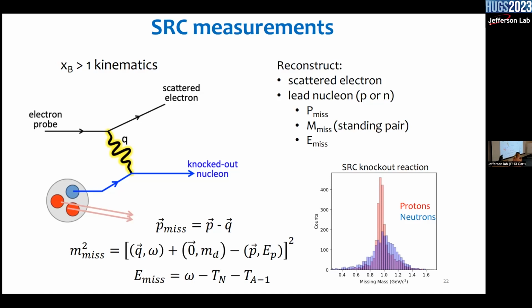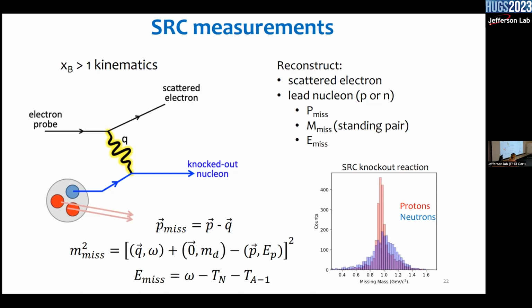So if it was a proton and a neutron in a pair, you can measure both. So that's another option. But at a minimum, we reconstruct things, as I talked about yesterday, in the plane wave impulse approximation. You measure the scattered electron, and you measure the lead nucleon. So it could be the proton or neutron that you knocked out. And then you can reconstruct the missing momentum, missing mass, missing energy. And that's according to these equations down here, right?